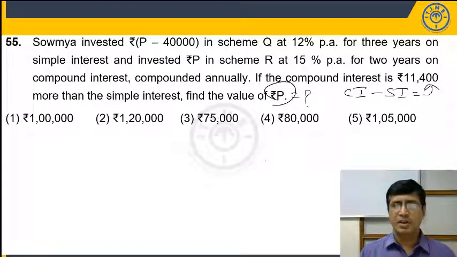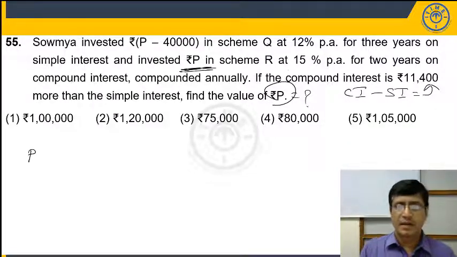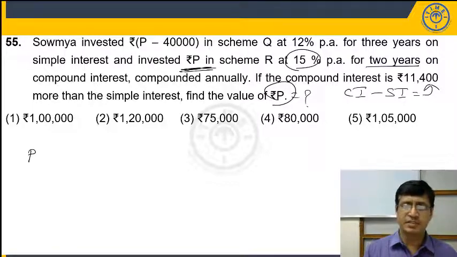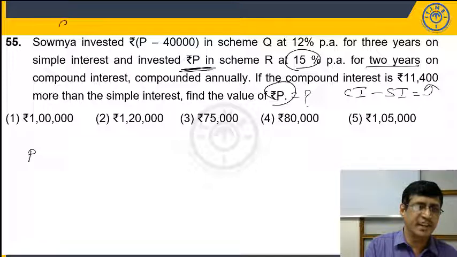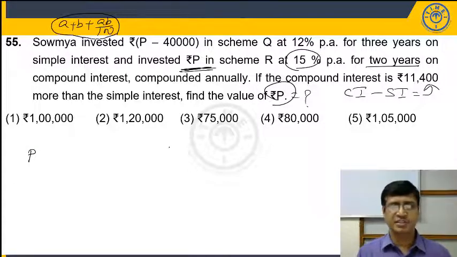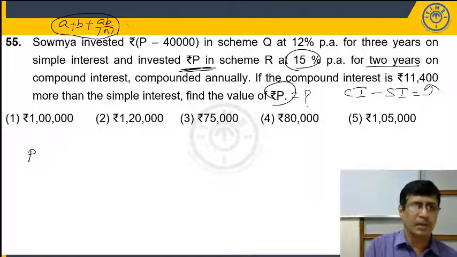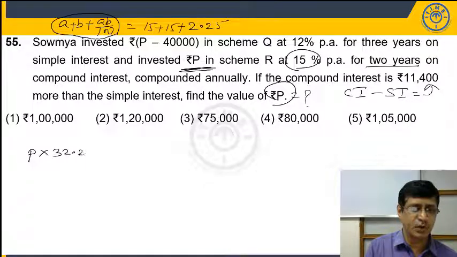Now what is the principal in compound interest? The principal is P. Rate of interest is 15% per annum, 2 years. What is the effective rate of interest at 15% per annum? Just apply this formula, A plus B plus AB by 100, to find the effective rate of interest compounded annually under compound interest for a period of 2 years. So how to apply this? 15 plus 15 plus 15 into 15 is 225 by 100, it is 2.25. The result is 32.25%.